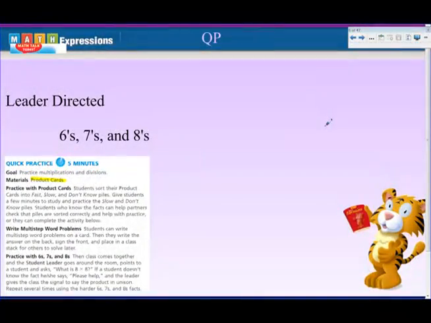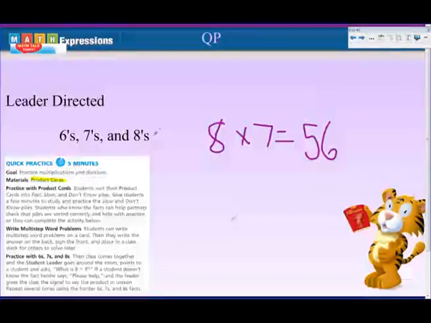Make sure you're practicing your 6s, 7s, and 8s. Just the other day, I had to make sure that I remembered 8 times 7. And 8 times 7, if you don't practice it, you lose it. Right? 8 times 7 is 56. That's probably the hardest one on the multiplication table that I have to remember.